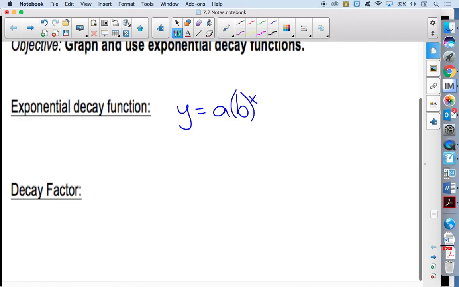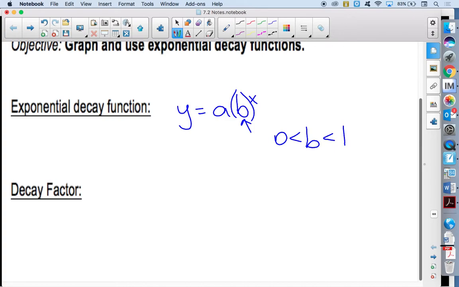A is a whole number by itself. The b is attached to the exponent, so you can't multiply them together or combine them in any way. They're different types of numbers. The reason this one decays is specifically the b value. When b is greater than 0 but less than 1, it's going to force the graph to go down instead of going up.